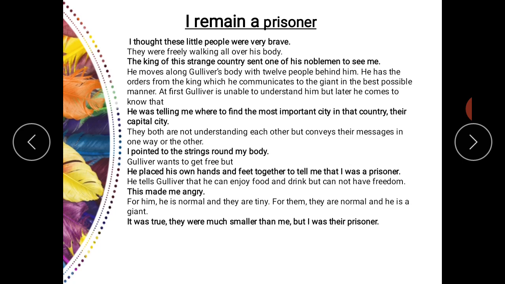Gulliver lay still and decided not to frighten those little people again. You see, children, for him he is a normal person and they were tiny. And for those Lilliputians, they are normal and Gulliver is a giant for them. It was true, they were much smaller than me, but I was their prisoner.